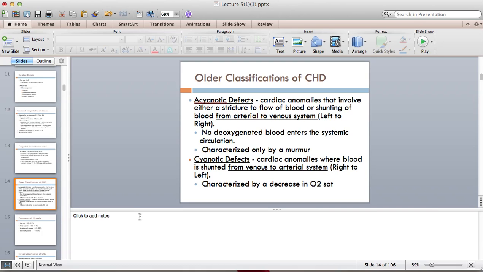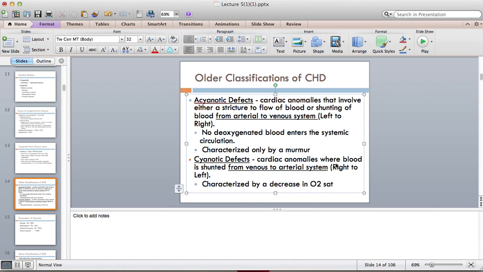Some of those ones that would have the cyanotic defect would, and then it will be the problems that will shunt the blood from the venous through the arterial system. Cyanotic, there is no entry into the lungs. Acyanotic, blood goes into the lungs to pick up oxygen.